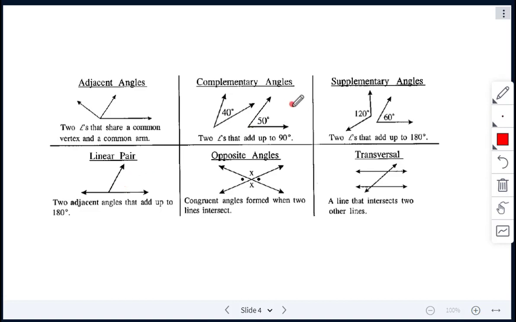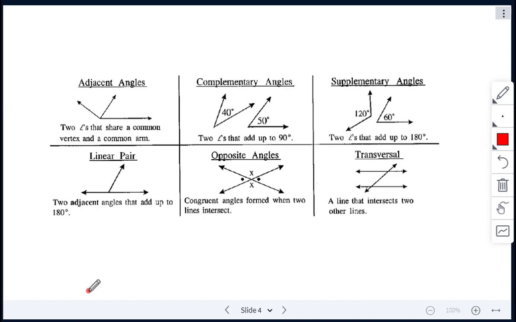Complementary angles are two angles that add up to 90 degrees. For example, 40 degrees and 50 degrees add up to 90 degrees. Another example could be 30 degrees and 60 degrees, which also add up to 90 degrees, and like 20 and 70, and so on. So any two angles that add up to 90 degrees. Supplementary angles are two angles that add up to 180 degrees. An example here is 120 and 60 degrees. Those add up to 180 degrees.